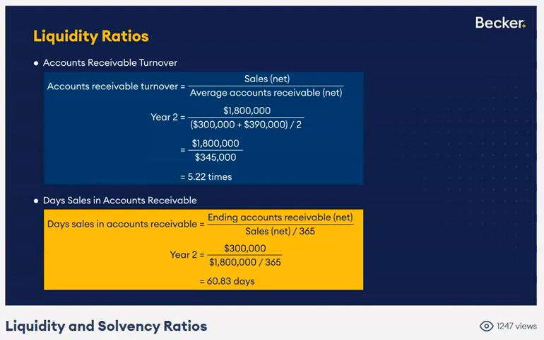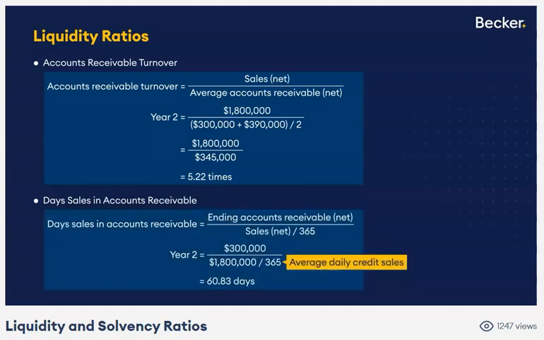So your numerator, take a look, is ending accounts receivable per your current year balance sheet. Now, we want that number to go down because we want to collect. Your denominator is your average daily sale divided by 365, your average daily sales, okay? So ending accounts receivable divided by your average daily, and that should be credit sales, all right? So that's the number of days it takes to collect. So hopefully we can collect quickly without upsetting our customers.